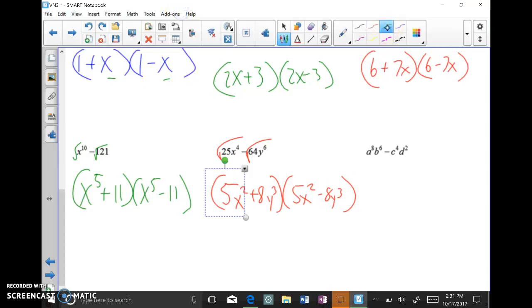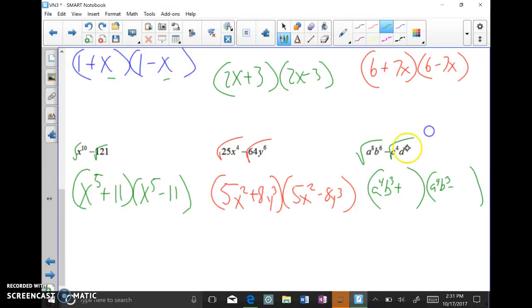And the last one. So there's no numbers in here, just letters. That's okay. The square root of a to the 8th, b to the 6th. Well, it's going to be a to the 4th, b to the 3rd. Right, we're just cutting our exponents in half. 1 plus, 1 minus. And then square root of c to the 4th, d to the 2nd is going to be c squared d. You can write d to the first if you want. C squared d. That's it. So it's really just a pattern.